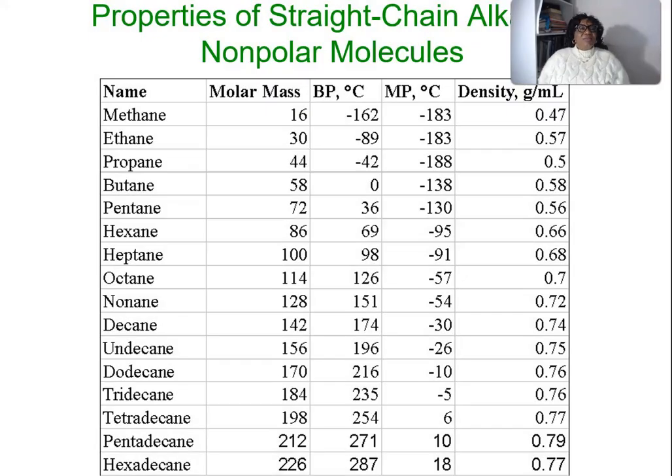So let's look at this. You can see the effect. This is the molar mass, and the molar mass is increasing as you go down the group. And you see its effect on the boiling point. The boiling point is also increasing down the group, and the melting point is also increasing down the group. Even the density is increasing as the molar mass is increasing. So you can see the effect on the physical properties of this molecule.